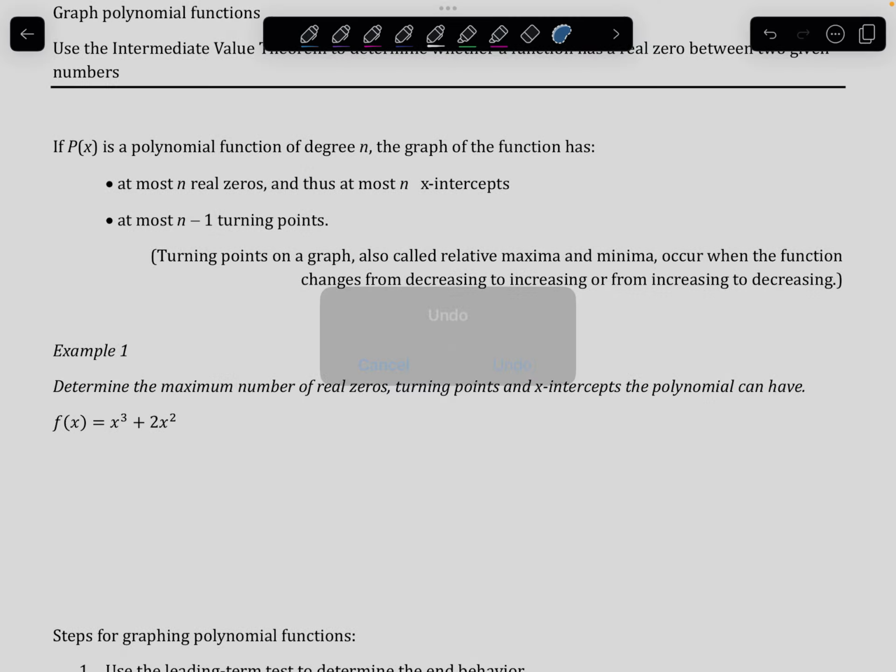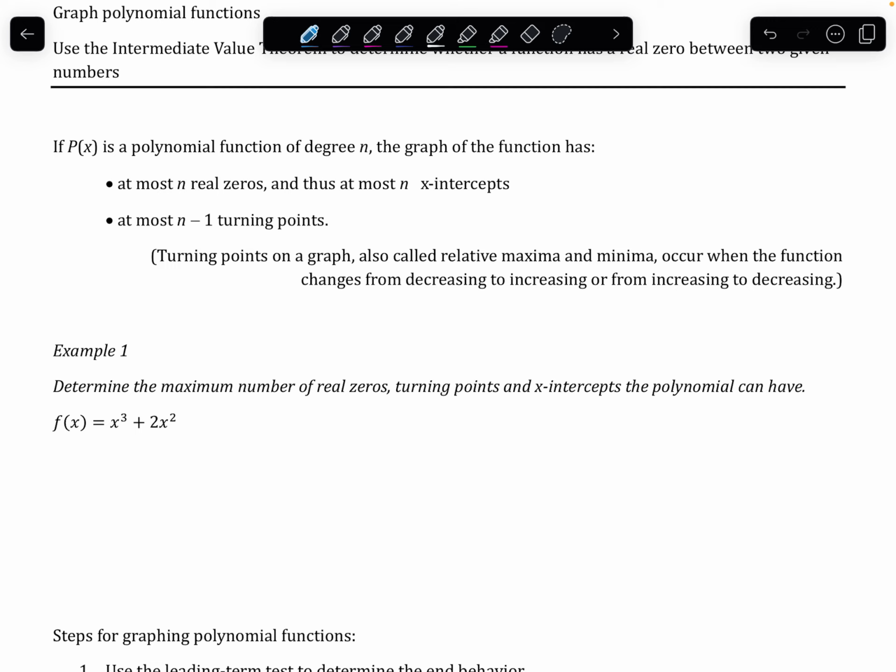Graphing. So this first example, determine the maximum number of real zeros, turning points, and x-intercepts the polynomial can have. So you have to be very careful with this wording. It doesn't say how many does it have. It says how many can it or could it have. So that's using the idea right above this example.